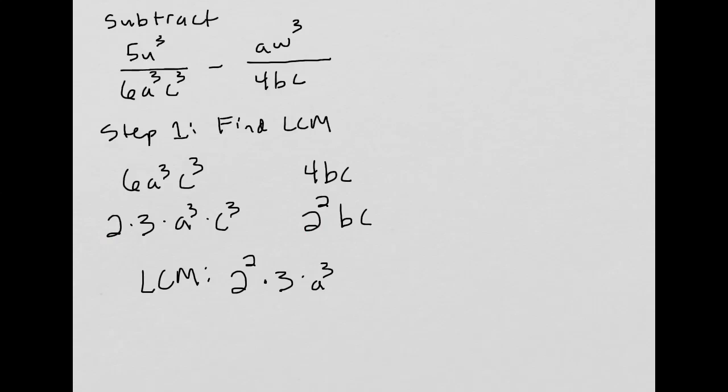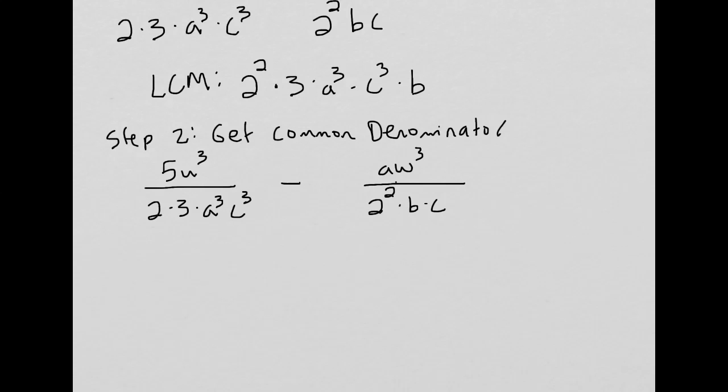Now I see another common factor of c, so I've got c to the third here, and I've got c to the first here. Again, I take the highest power, which is c to the third. And then the only other factor I see is b, and my highest power there is b to the first. So my least common multiple is going to look like that. So now that we found our least common denominator, which is this 2 squared times 3 times a to the third times c to the third times b, I want to get this least common denominator as the denominator for each of my original rational expressions.